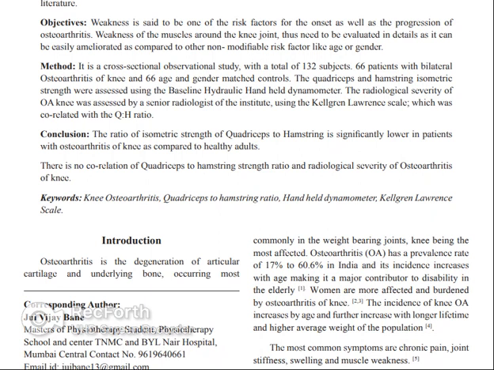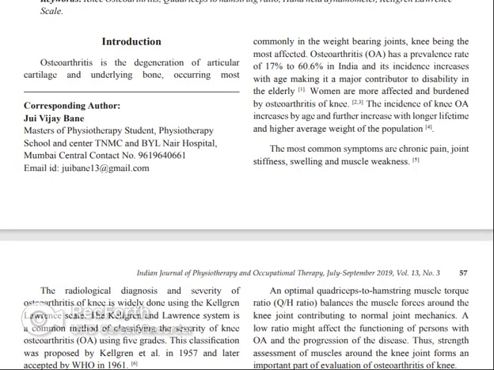Conclusion. The ratio of isometric strength of quadriceps to hamstring is significantly lower in patients with osteoarthritis of knee as compared to healthy adults. There is no correlation of quadriceps to hamstring strength ratio and radiological severity of osteoarthritis of knee. Keywords: knee osteoarthritis, quadriceps to hamstring ratio, handheld dynamometer, Kellgren-Lawrence scale.